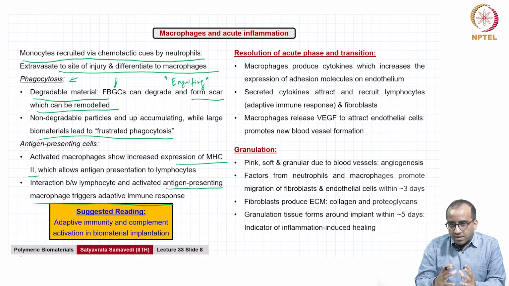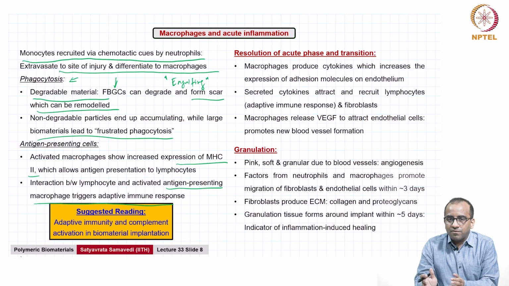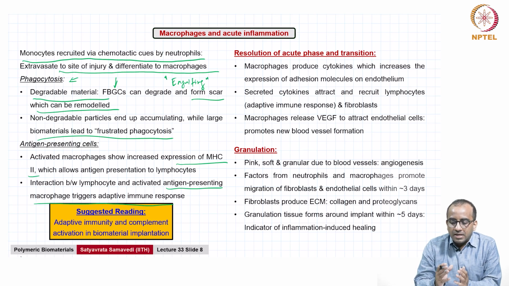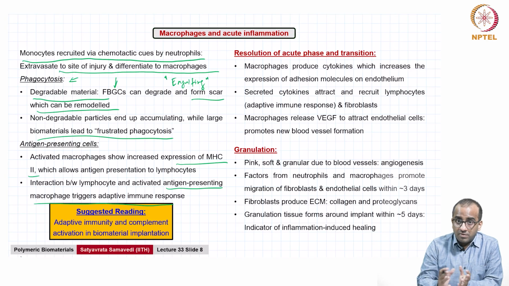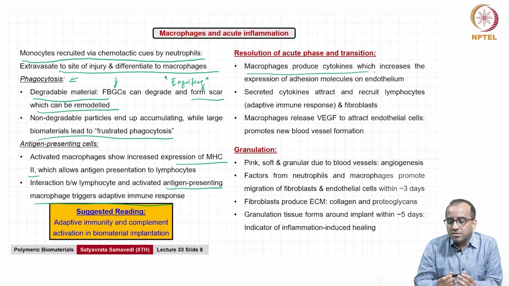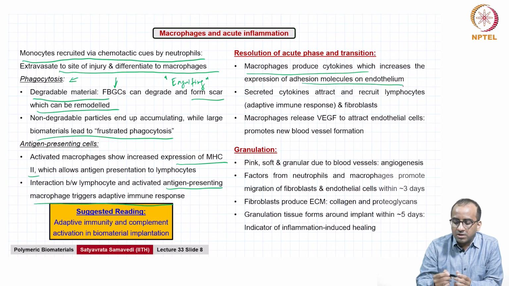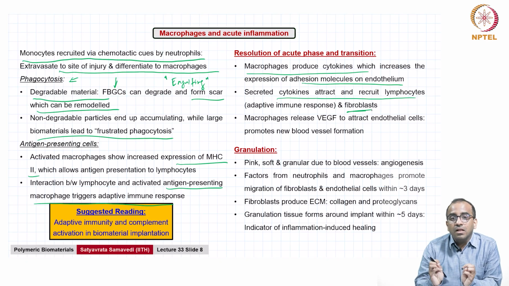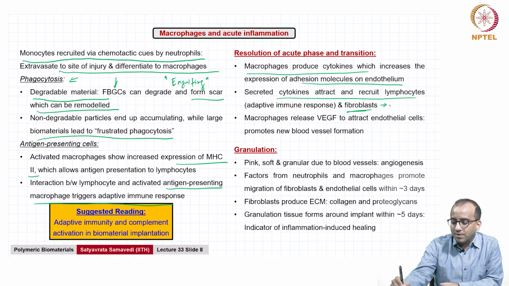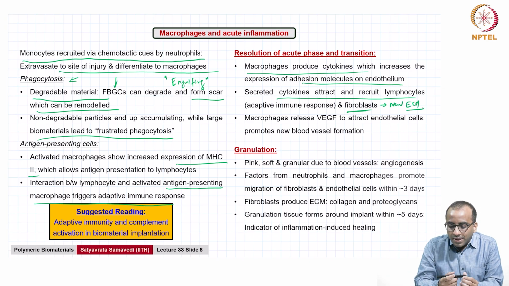And once the acute inflammation has set in, at some point it has to resolve for the next set of processes to work. And typically, in what you would think of as a normalized wound healing process, macrophages will produce cytokines that increase the expression of adhesion molecules in endothelium. And as we've already said, secreted cytokines will attract and recruit the adaptive immune cells, and more importantly, fibroblasts. So these are cells that will start secreting new matrix, new extracellular matrix, collagen, and so on.